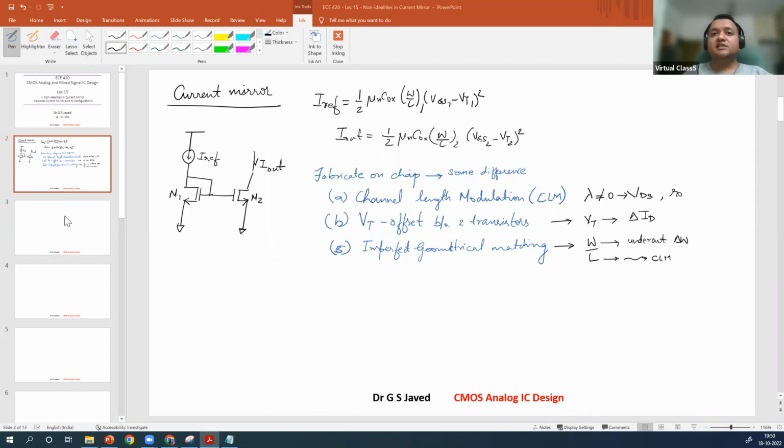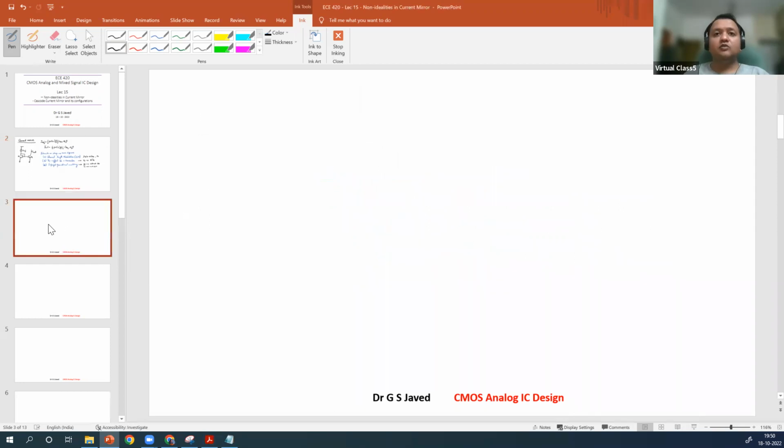Now, with this, let us begin how channel length modulation will impact us. So how does this channel length impact? Assume all the transistors are similar. So what is the difference of the currents going to be? If you take everything common, I out by IREF will be 1 plus lambda VDS2, correct? Over 1 plus lambda VDS1. So these are the things.